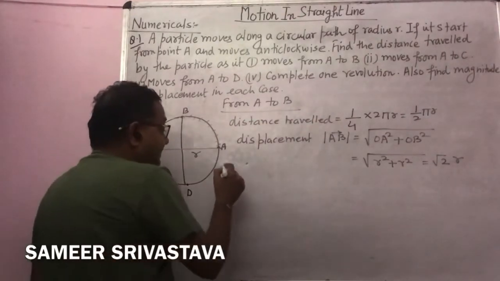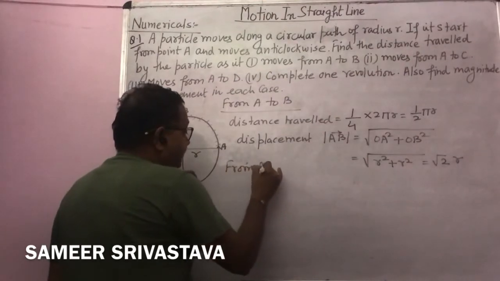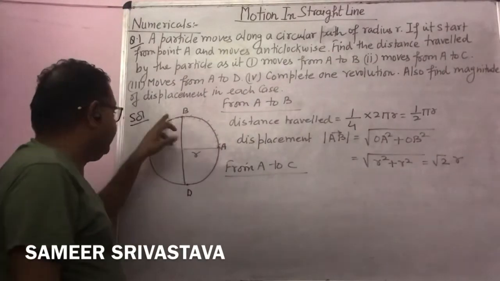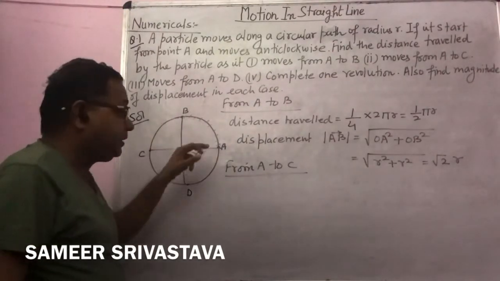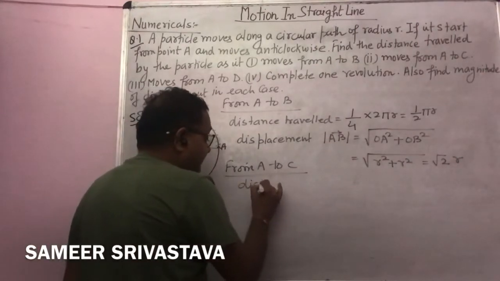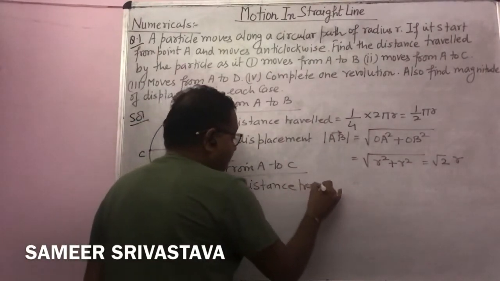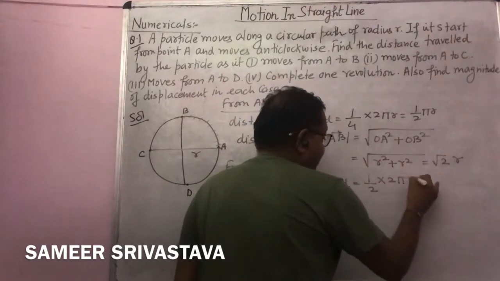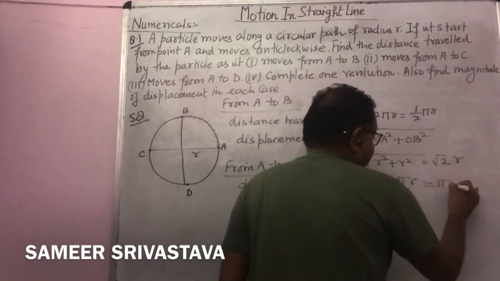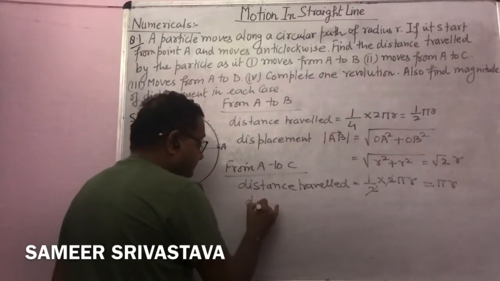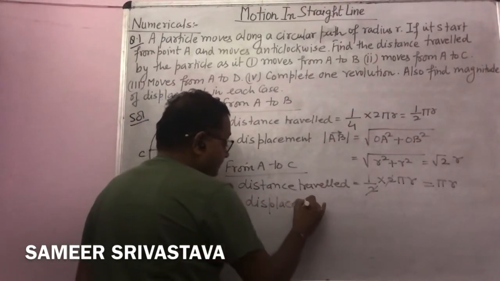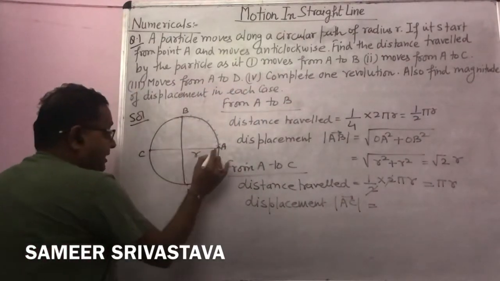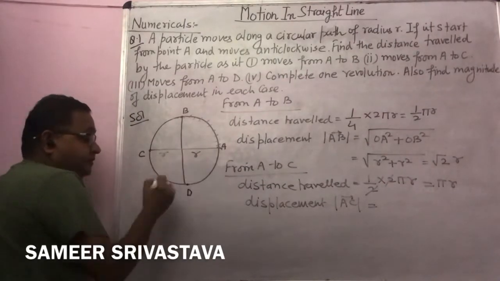Okay. Now second case, from A to C. When the particle moves from A to C, it covers the half length. In this condition, distance traveled is equal to 1/2 into 2 pi r. 2 is cancelled out. The result is pi r. And the displacement, that is mod AC, is equal to, here the value is r and here the value is r. So total displacement will be 2r.